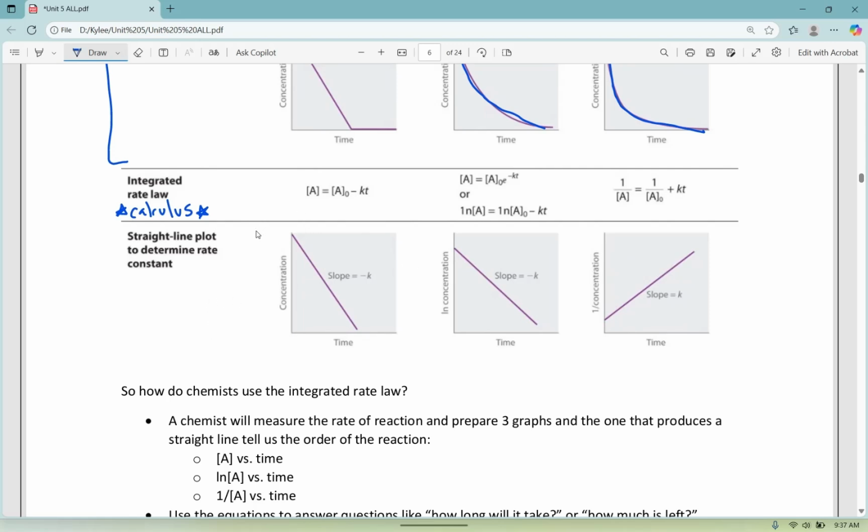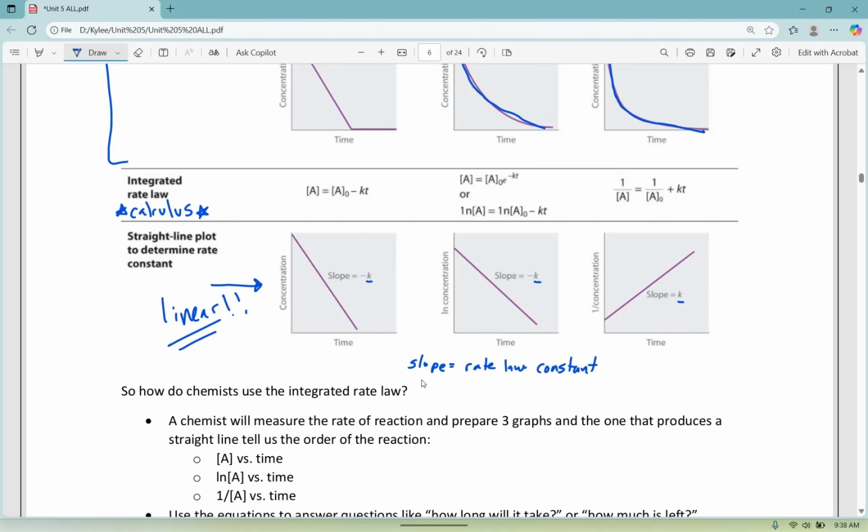But for us, what we need to know is that when we use the integrated rate law, look at all the lines are linear. That makes it really easy for us to determine the order of the reaction. The slope of each of these lines is going to be equal to k. So this is also a way that we can figure out our rate law constant, because the slope is going to equal the rate law constant.